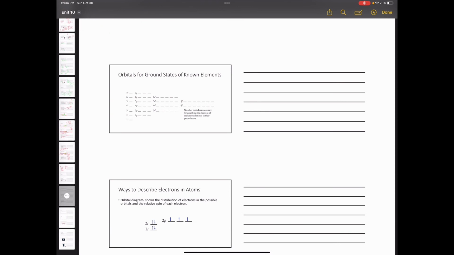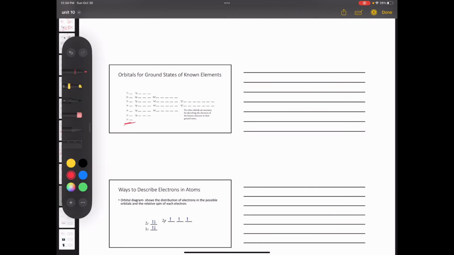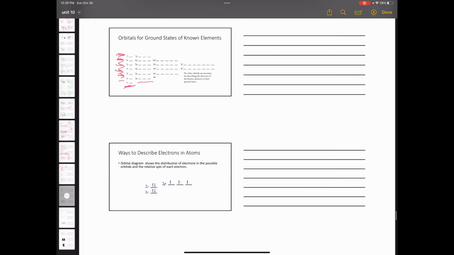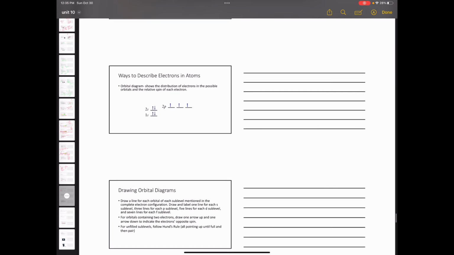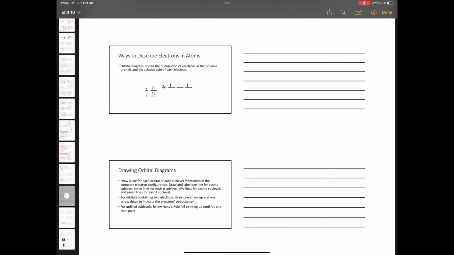What you see here is the orbitals for the ground state of any element. This is the 1s, for example, the 2s, and the 2p, and then it is followed by the 3s, 3p, 4d, and then the 4s, the 5s, the 6, the 7, etc. Okay? Now, beyond that, it's not really necessary for you to try to do the orbital diagram. I think this is plenty to work with. The orbital diagram shows the distribution of electrons in the possible orbitals and the relative spin of each electron.